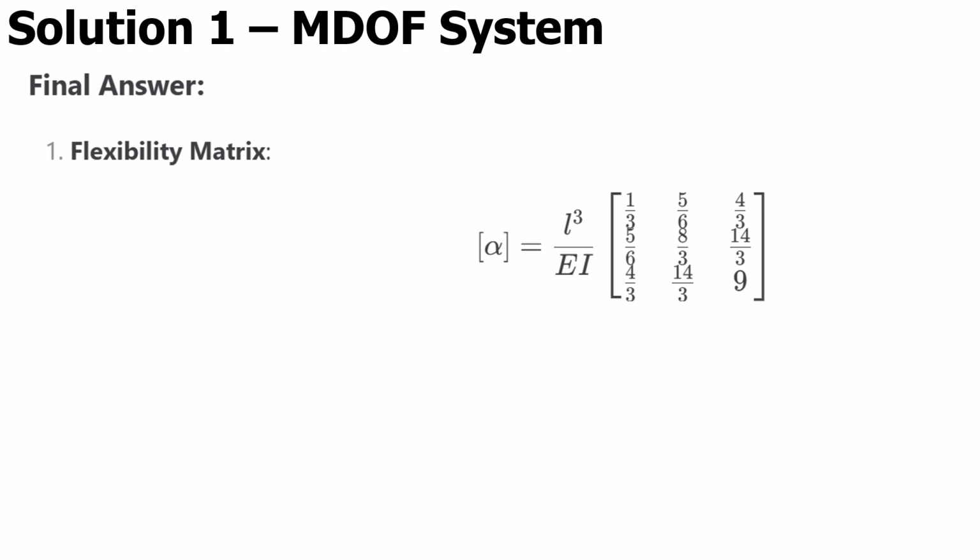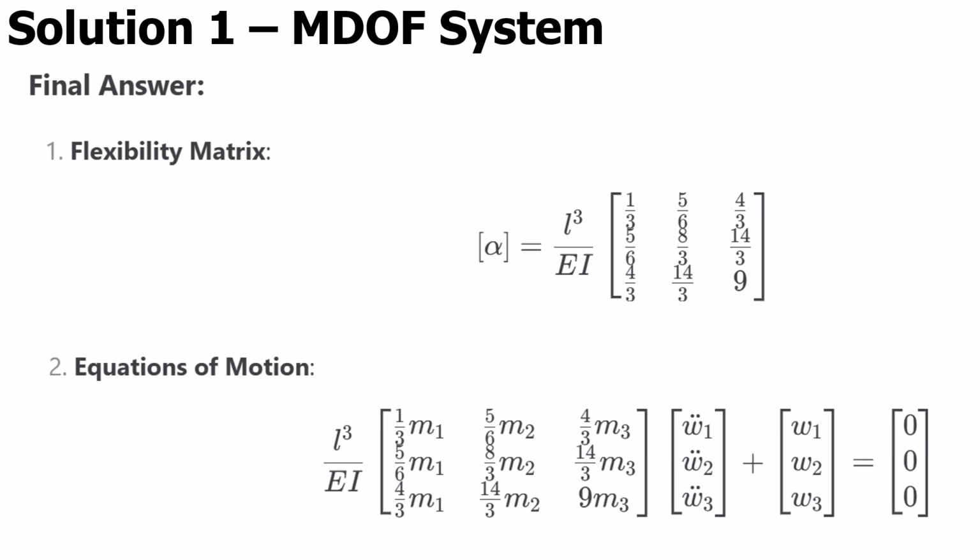So the flexibility matrix is derived by applying unit forces and calculating displacement using beam deflection formulas. The equations of motion are expressed in terms of the flexibility matrix and mass matrix, presenting a generalized eigenvalue problem for natural frequencies and mode shapes. The system is a classic example of a lumped parameter model for continuous structures like wings or beams.